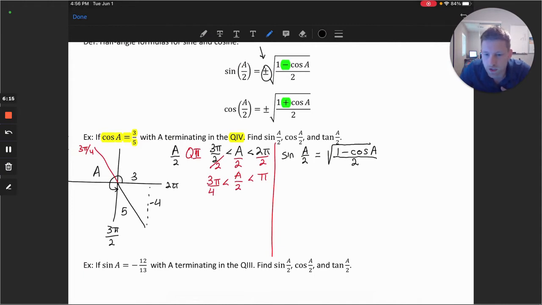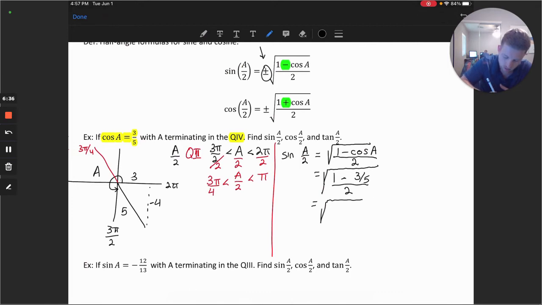This is nice because we know the cosine of A, so we're going to use that right off the bat. This is the square root of 1 minus 3 over 5, all divided by 2 inside the square root. And we'll just simplify this down. We'll have the square root of 2 over 5 divided by 2. And so this will end up being the square root of 1 over 5, or we could represent that as 1 over the square root of 5. And for right now, we'll keep that as our solution.